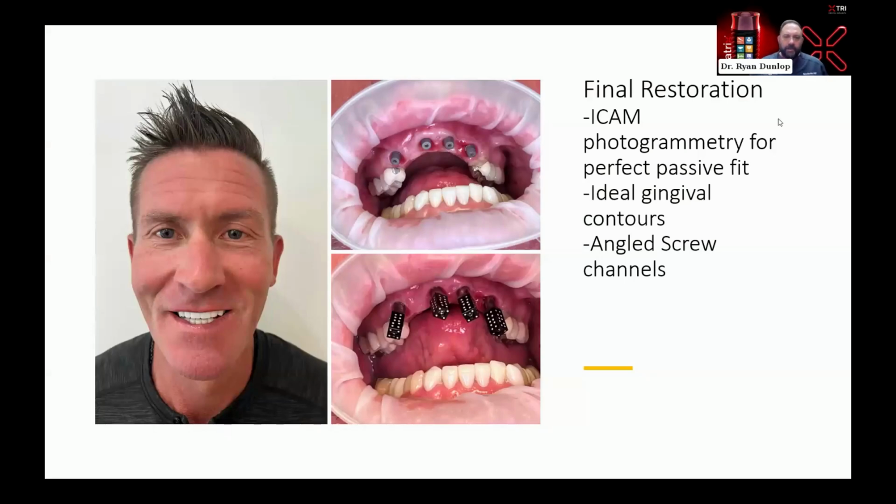He came back, and by then we had photogrammetry. So I said, hey, let's redo our records now that he's healed up, and let's do our ICAM workflow. So we put the digital healing caps on the ICAM bodies. We scanned that, and then we scanned the implant positions using these dominoes, and we're able to mill him a final restoration.